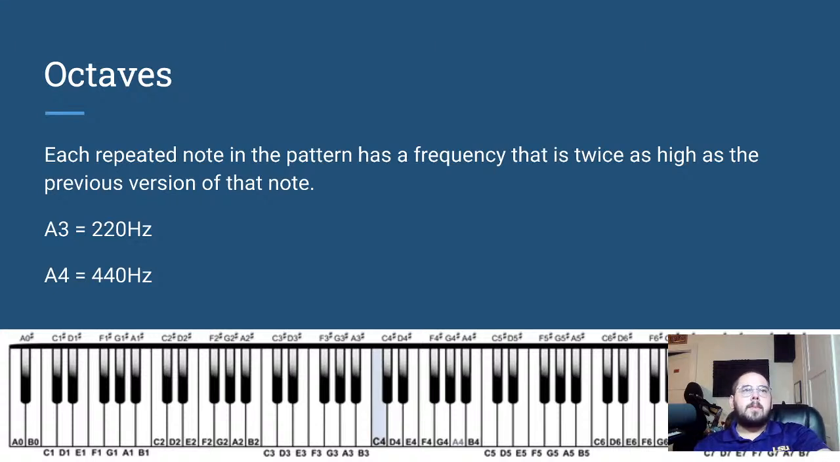Octaves. I mentioned before that each octave is a doubling of frequency. So here I've got A3 at 220 hertz. If you played this note on the keyboard and it was tuned properly, it would play a sound at 220 hertz. If I went up and played A here, it would play a sound at 440, and then A5 would be 880, and so on and so forth. So it's just something to keep in mind.